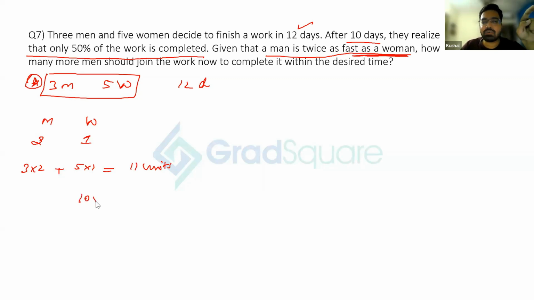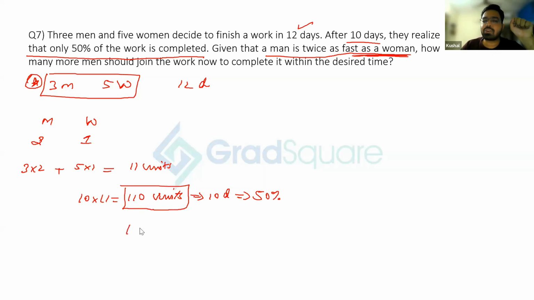So in 10 days, they would have finished how many units? 110 units were finished in 10 days, but this was just 50% of the work. That means how much work is left over? If this is 50% of the work, then the leftover work must be 110 units, isn't it? The leftover work will be what? 110 units. And that now needs to get done in 2 days' time, right?